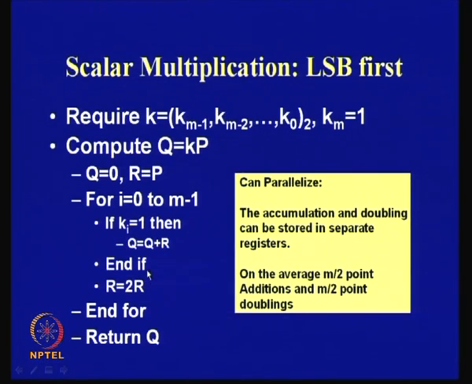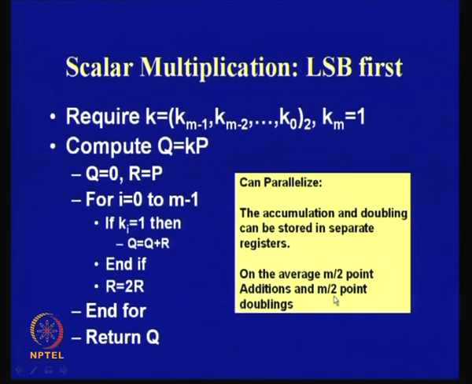So, whenever there is an addition required, if you assume that this k has half 1 terms, then half of the times, that is m by 2 times, you need an addition operation, and when you do not need an addition, you need a doubling operation. Right. So, therefore, the total time is m by 2 point additions plus m by 2 point doubling operations.